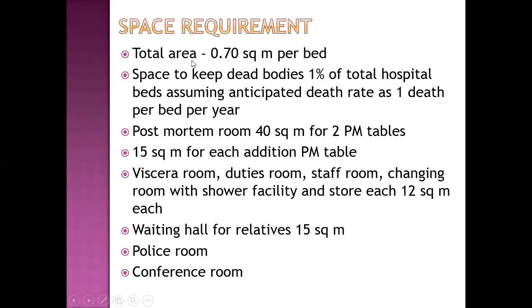Space requirement. Total area requirement is approximately 0.7 square meter per bed. Space to keep dead bodies should be about 1% of total hospital beds. It is assuming anticipated death rate as one death per bed per year. Postmortem room should be at least 40 square meter for two postmortem tables, and there should be 15 square meter addition for each PM table.